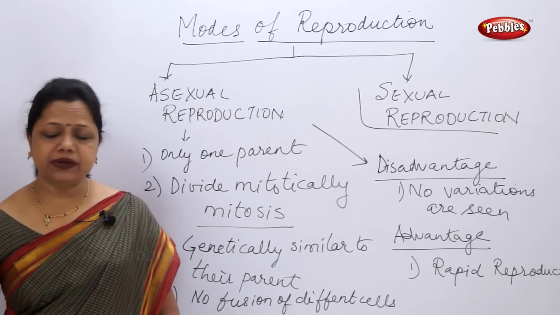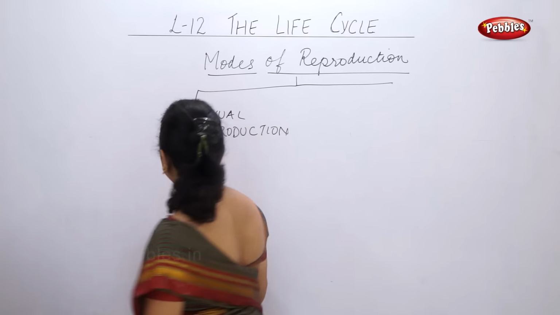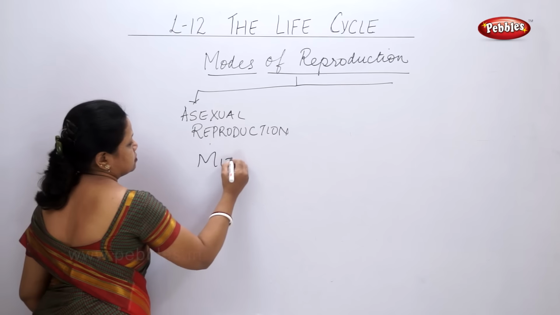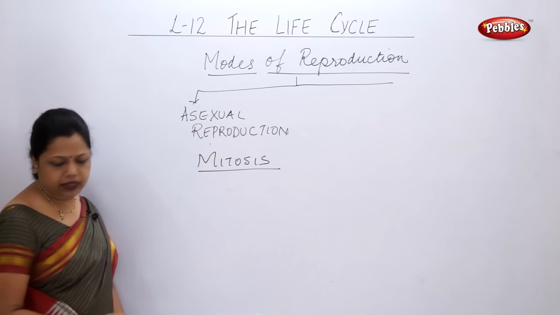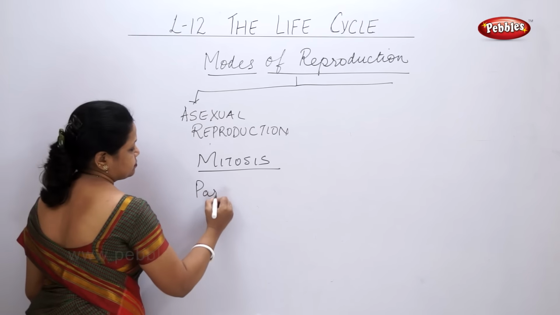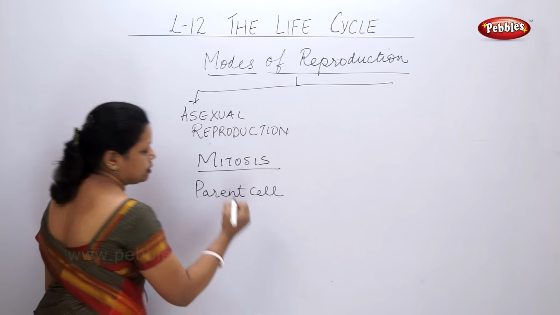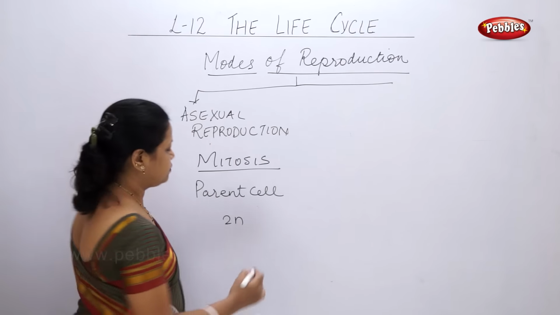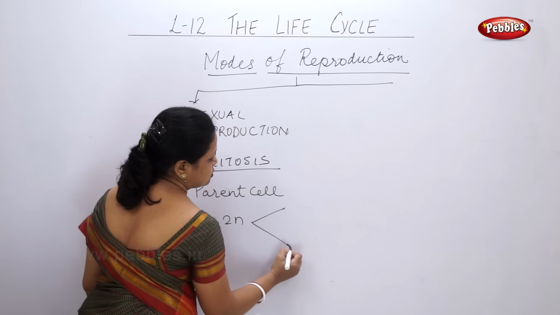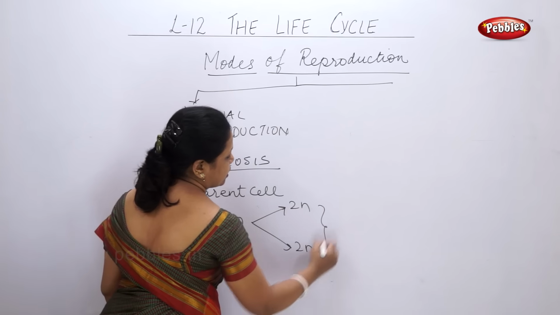How it can be represented diagrammatically, I will show you. So in mitosis, now suppose one organism, a parent cell, when one parent cell is involved, it has 2n number of chromosomes. Okay, so what happens? It divides into 2. When it divides into 2, both get 2n and 2n, and these are called daughter cells.